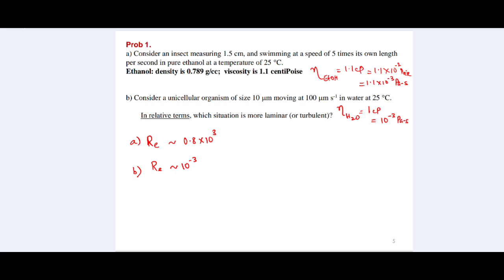Okay? So what I need to do is the conversion of poise to the corresponding SI units. What are the SI units? Pascal second, right? So 1 poise is 0.1 Pascal second. So just make it 1.1 into 10 to the power minus 3 Pascal second.